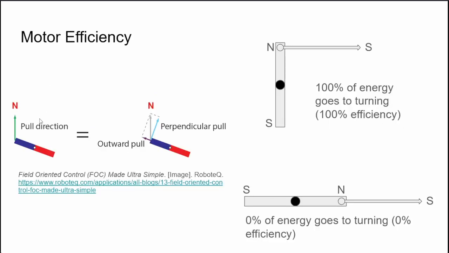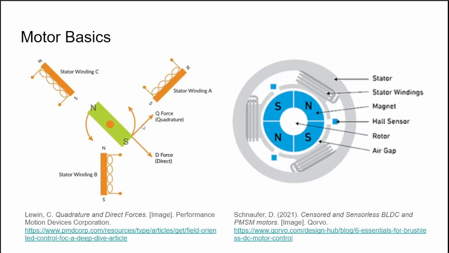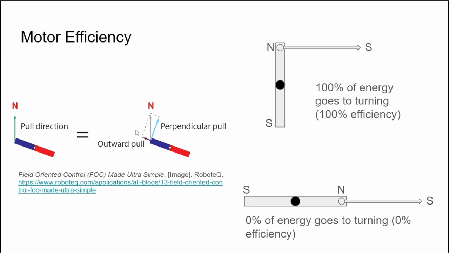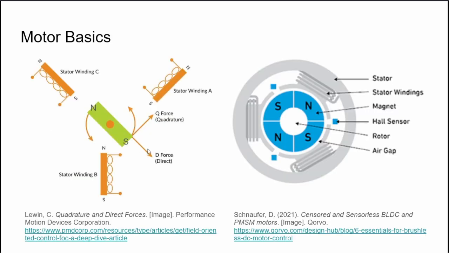So when the stator is given a charge, it'll pull or push the rotor based on the difference in the charge. Because the rotor turns about an axis, the pull or push force on it can be broken down into the perpendicular force, or the quadrature force here, and the outward pull, or the direct force here.